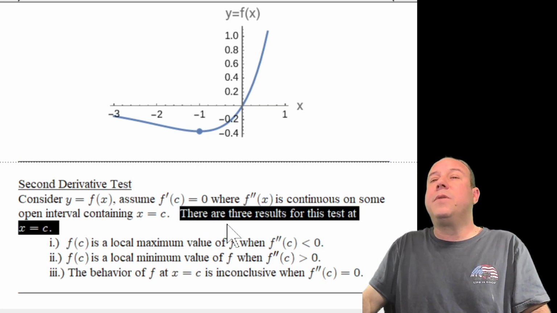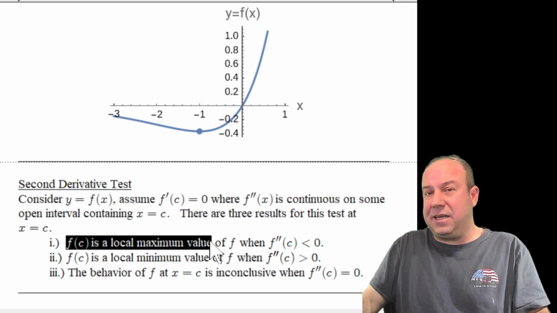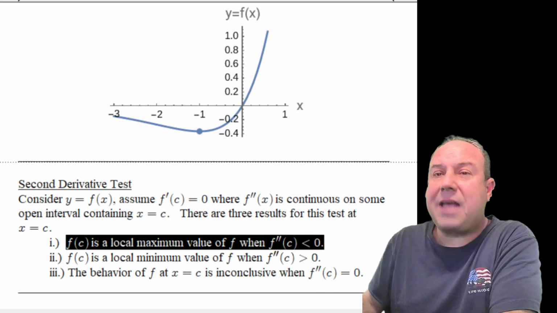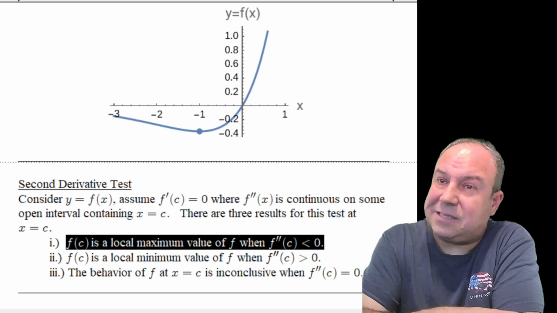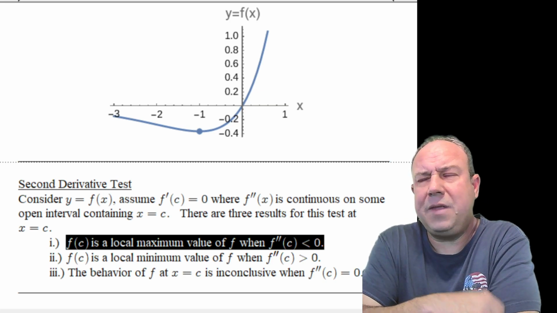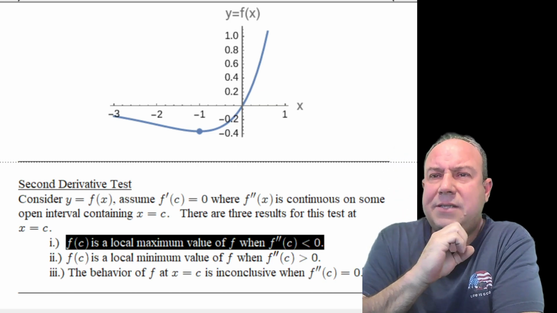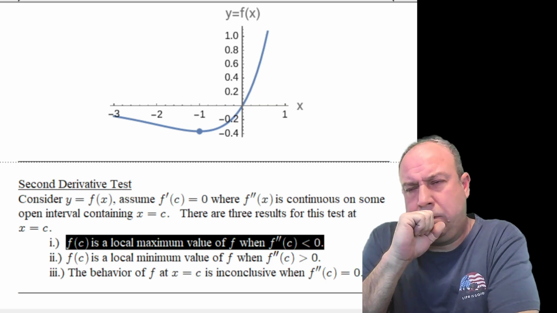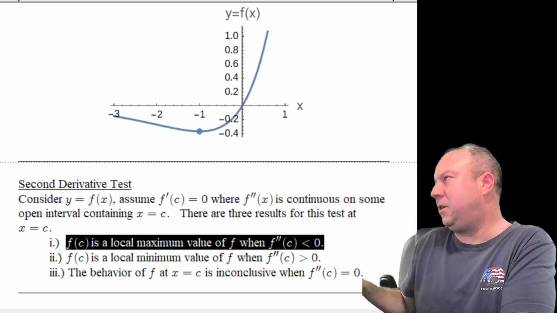Well, there are 3 results for this test that could occur, right? And that would be that f of c is a local maximum value of f when the second derivative of your function at that critical point c is less than 0. And that is accurate. You do have a maximum value when the second derivative of your function at your critical point is less than 0.